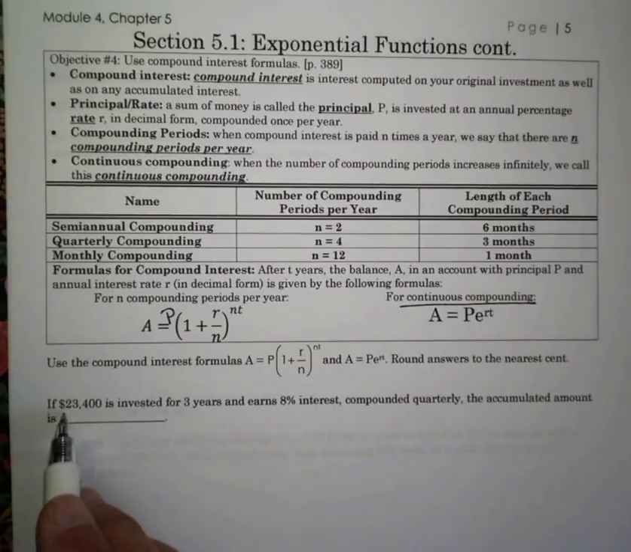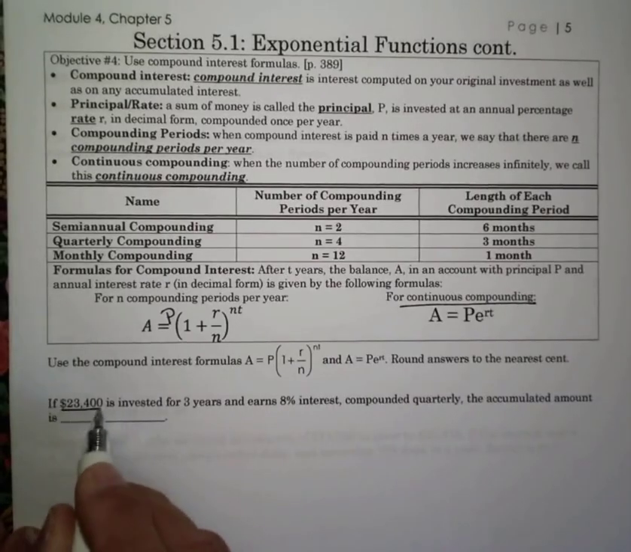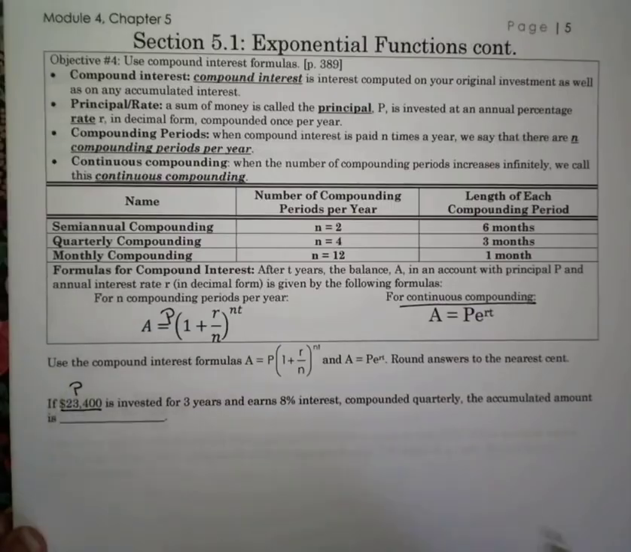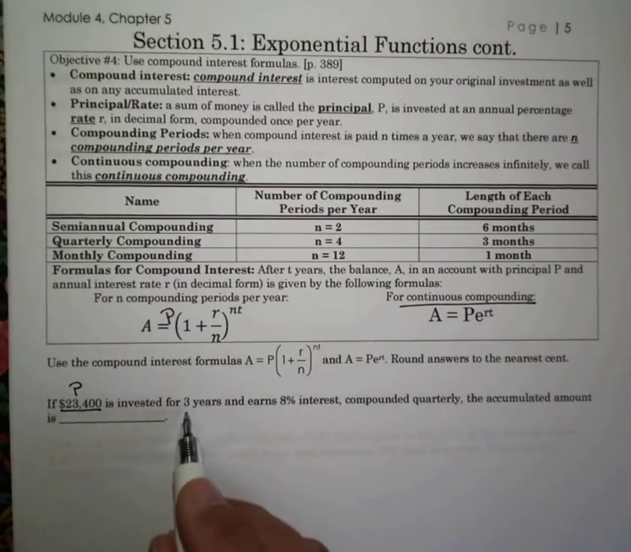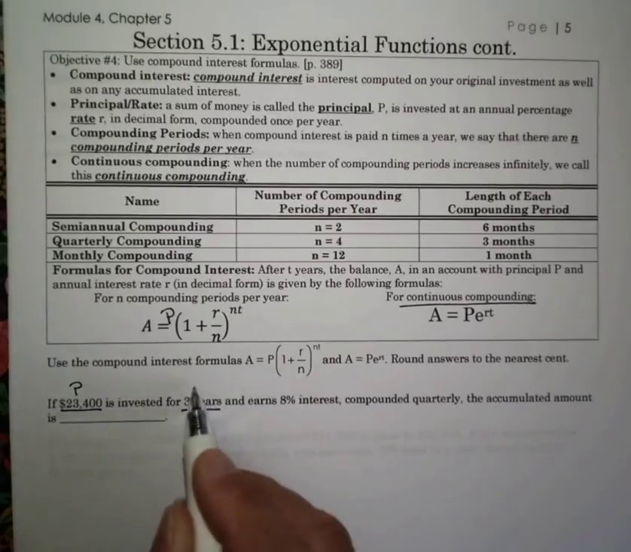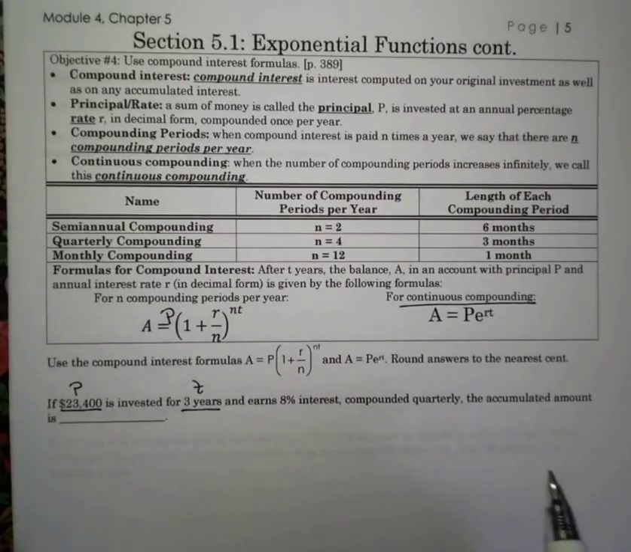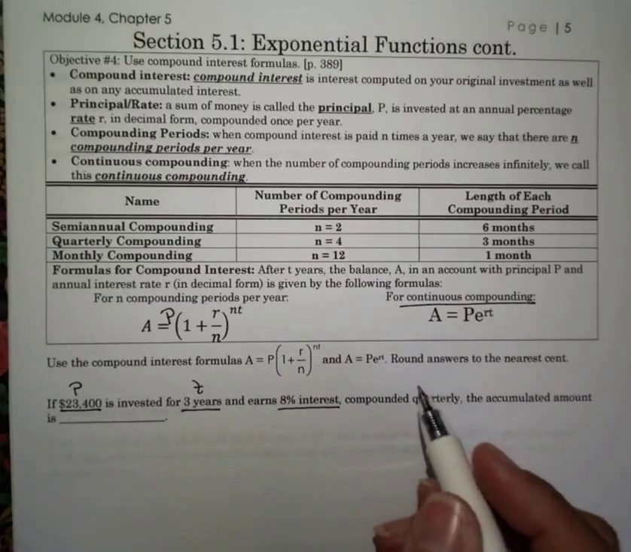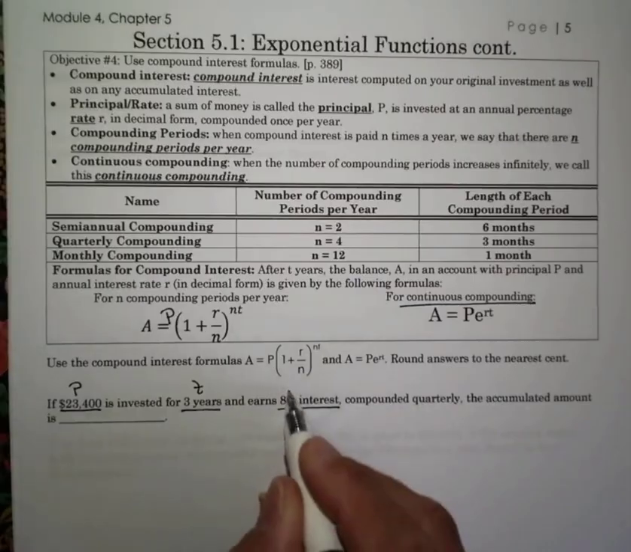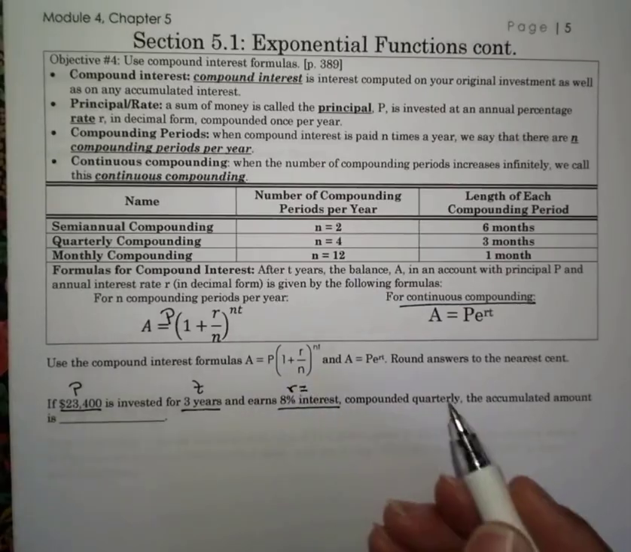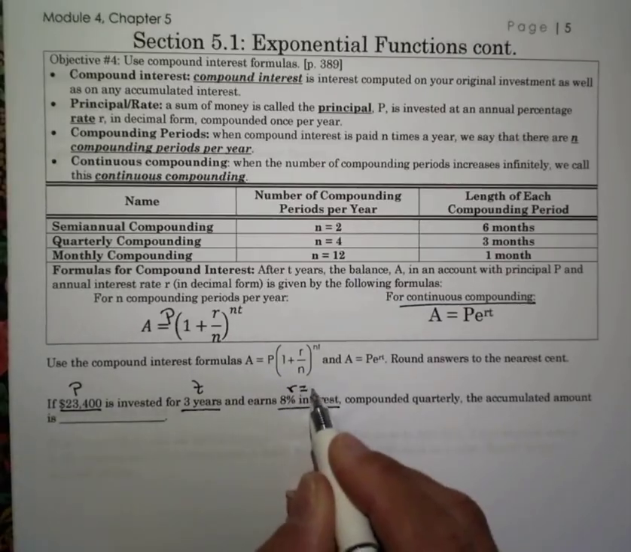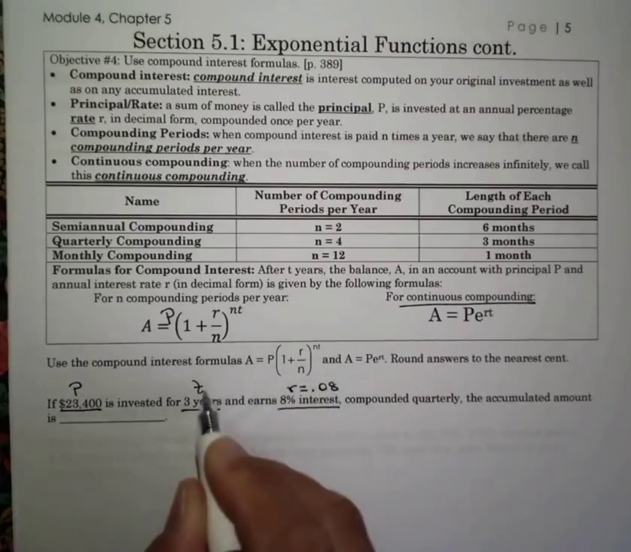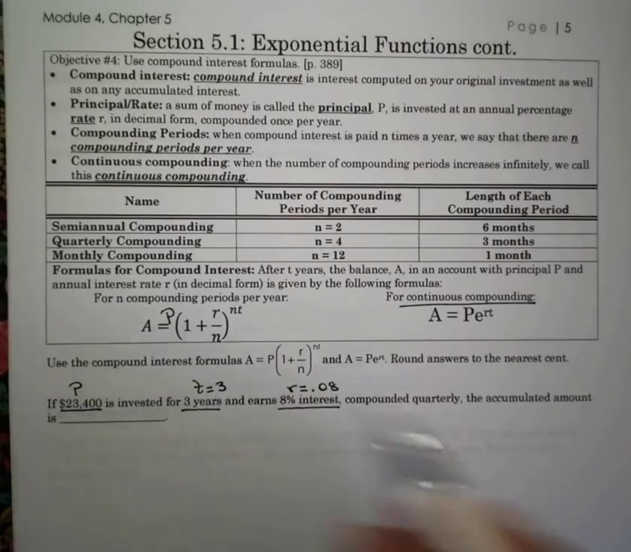This says that 23,400 is invested. Well, that in either formula would be the principal, so that's going to be P. It's invested for 3 years, which is the time, and it's already in years, and that's what we need. And then it says it earns 8% interest. Now that's the rate, but the rate has to be put down as a decimal. So this is going to be 0.08. And I'll go ahead and say t is equal to 3.